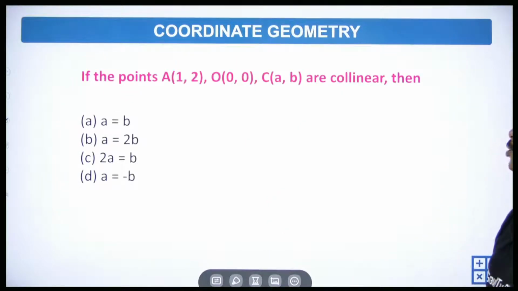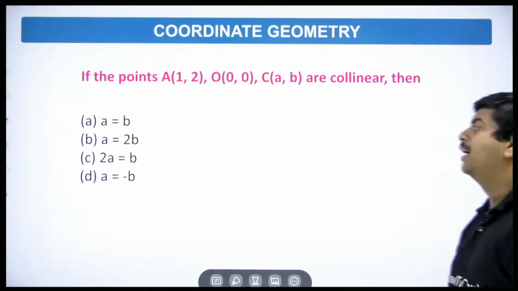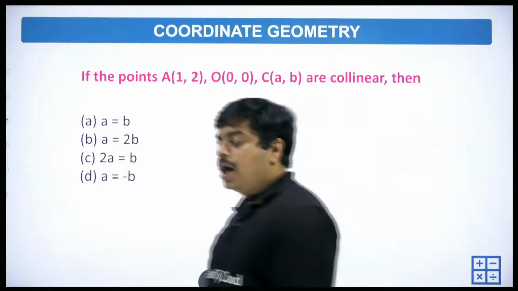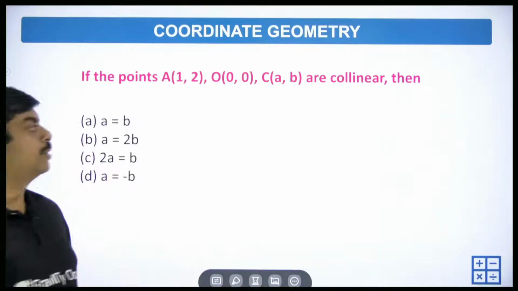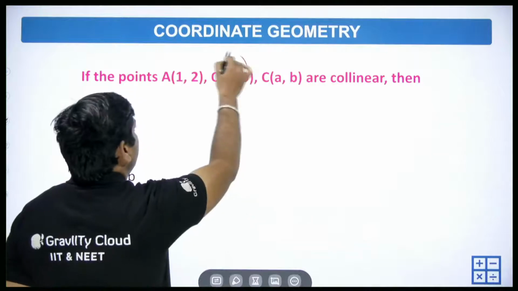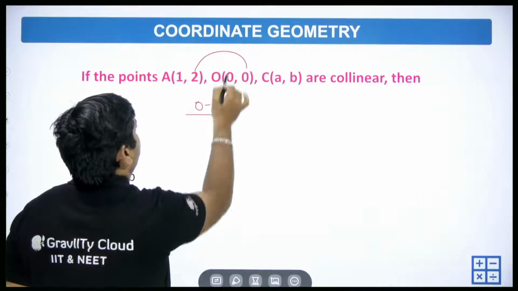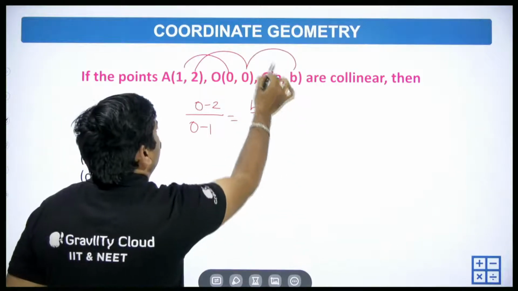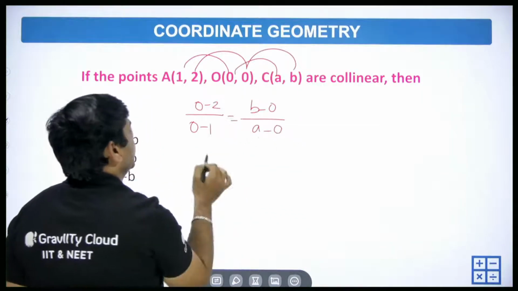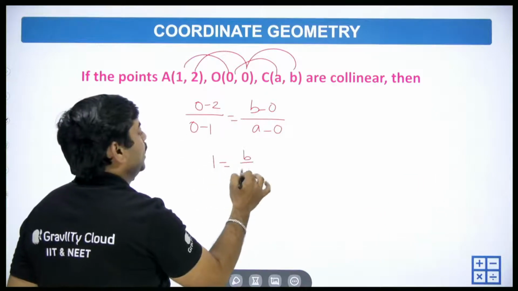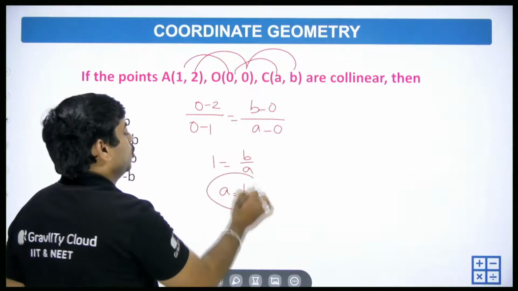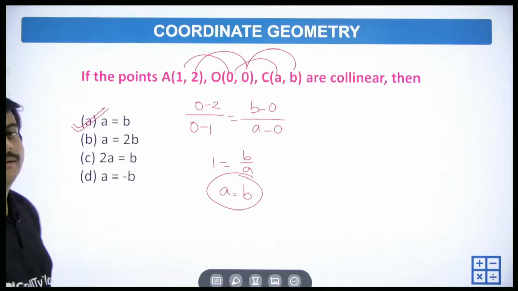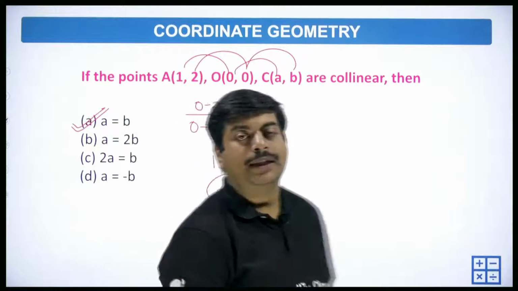if the points (a, 1), (2, 0), (0, b) are collinear, then, collinear means the slope should be equal. So what is the formula of slope? y2 minus y1 by x2 minus x1. 0 minus 1 by 2 minus a should be equal to b minus 0 by 0 minus 2. So minus 1 by minus 2... so that will give you a is equal to b. That is option A. Correct? So what about the next question?